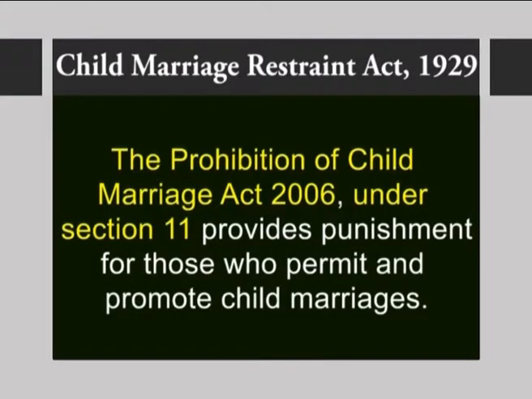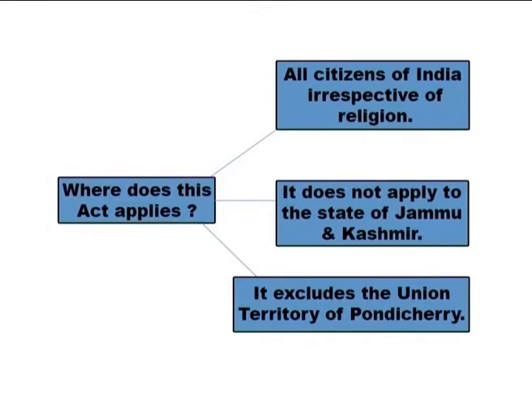The Prohibition of Child Marriage Act 2006 under Section 11 provides punishment for those who permit and promote child marriages. It is necessary that every individual who is aware of any child marriage that is going to be conducted must report about it to the authorities, otherwise he or she will be held liable under the present law and also the Indian Penal Code for abetting the offence. Now, where does this Act apply?